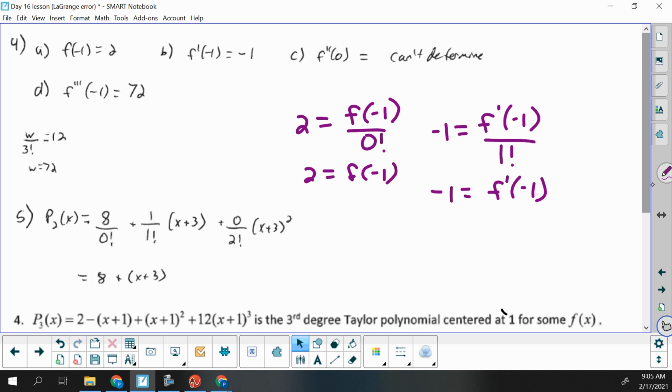F double prime of 0, notice they've switched the center. We can only find the values of our derivatives at -1, so C we can't determine. And then D, our coefficient, the 12 is equal to our third derivative at -1 over 3 factorial. Well, 3 factorial is 6, so multiply it over, and we get 72 must be the value of the third derivative at -1.